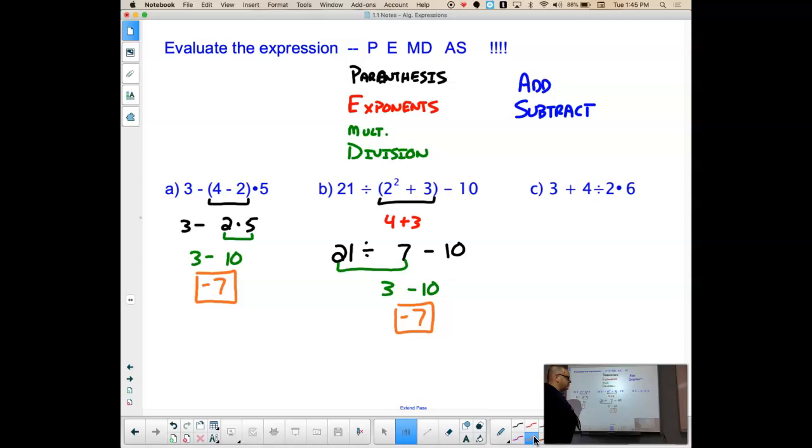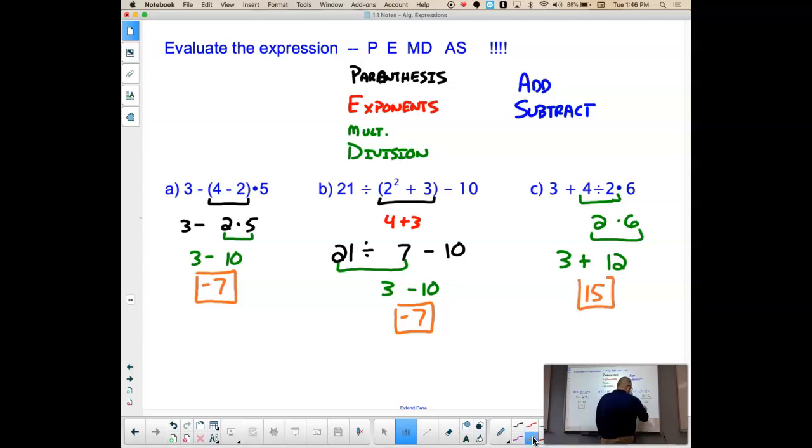Third one, 3 plus 4 divided by 2 times 6. So I'm working here with no parentheses, no exponents. So I'm going to work the multiplication and division. I'm actually going to work it left to right. So I'm not going to take this all at once. I'm going to take these two first. 4 divided by 2 is 2. Then times 6, that is 12. So this becomes 3 plus 12, which is just 15.